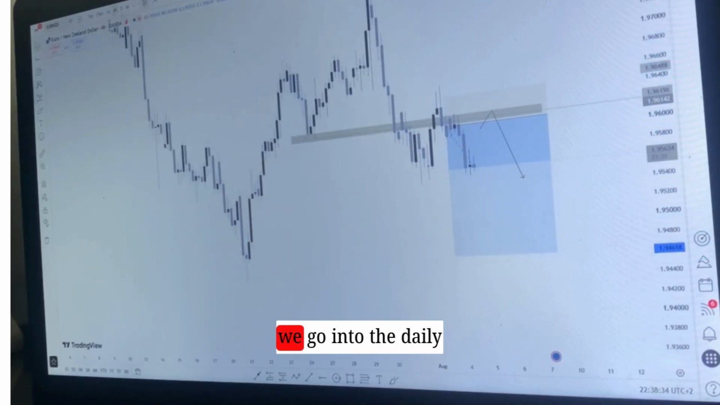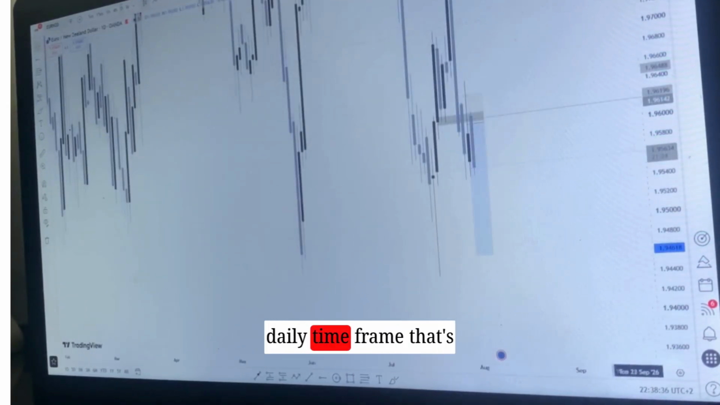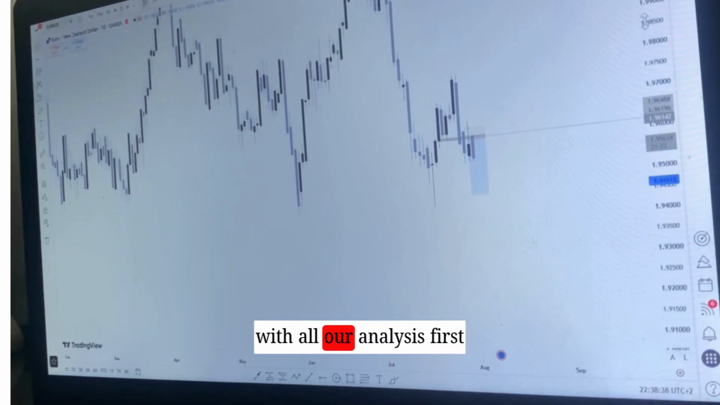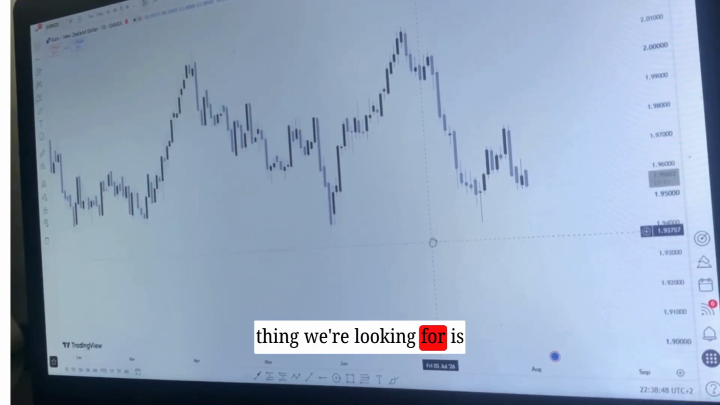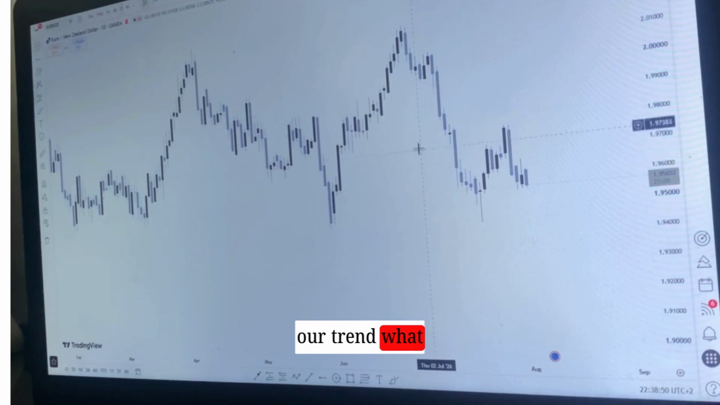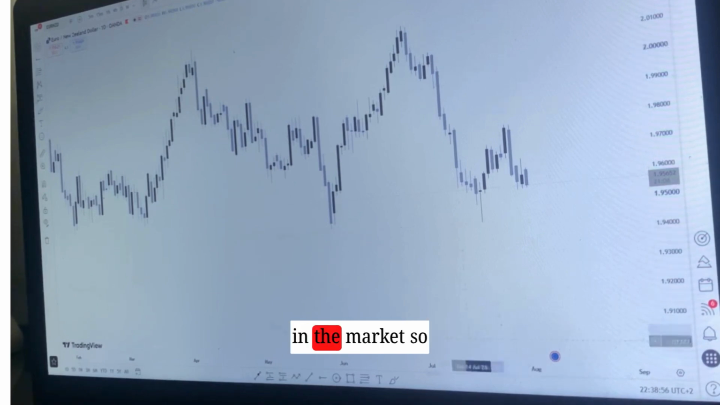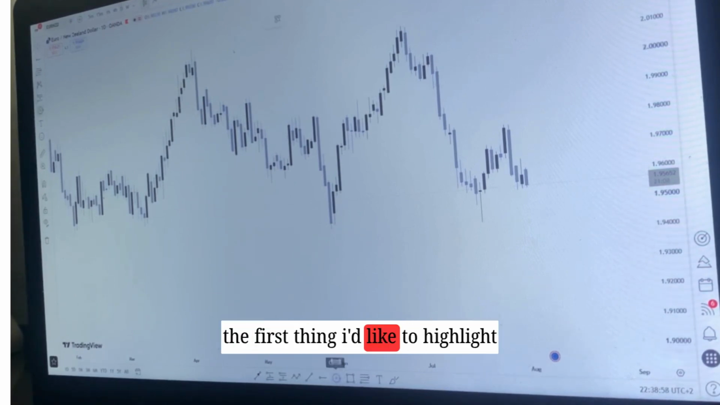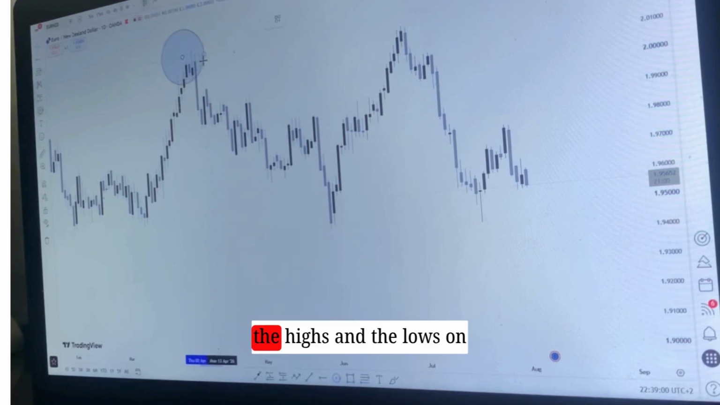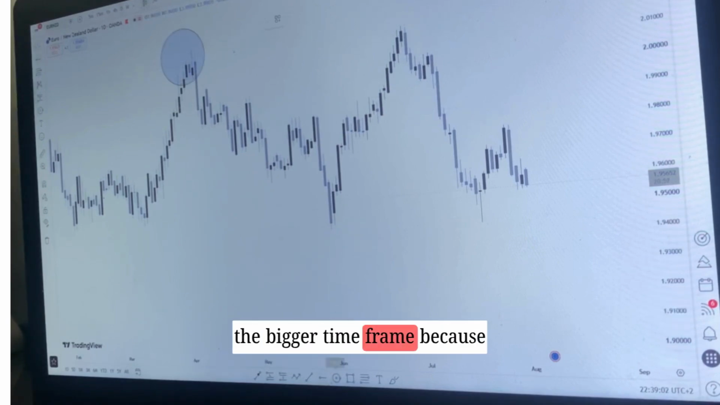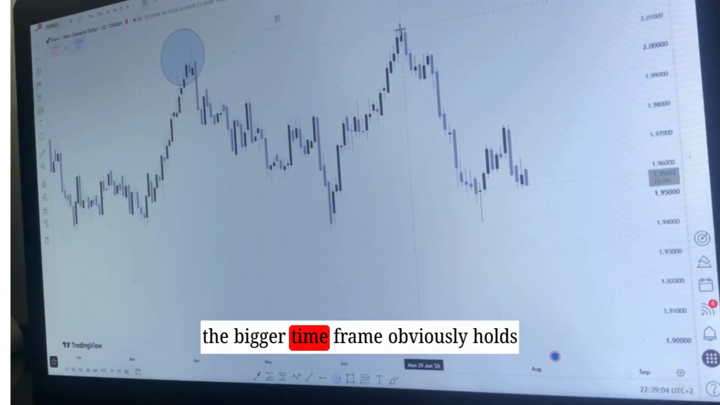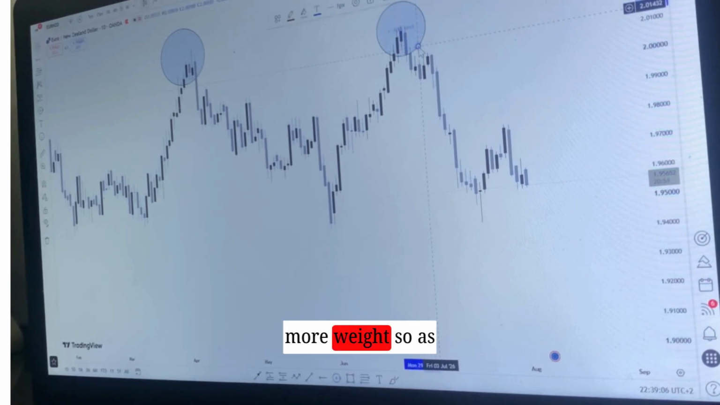So firstly, we go into the daily time frame. That's where we begin with all our analysis. First thing we're looking for is our trend. What trend are we in? And that will determine the position we will put ourselves in the market. So the first thing I'd like to highlight is the highs and the lows on the bigger time frame, because the bigger time frame obviously holds more weight.